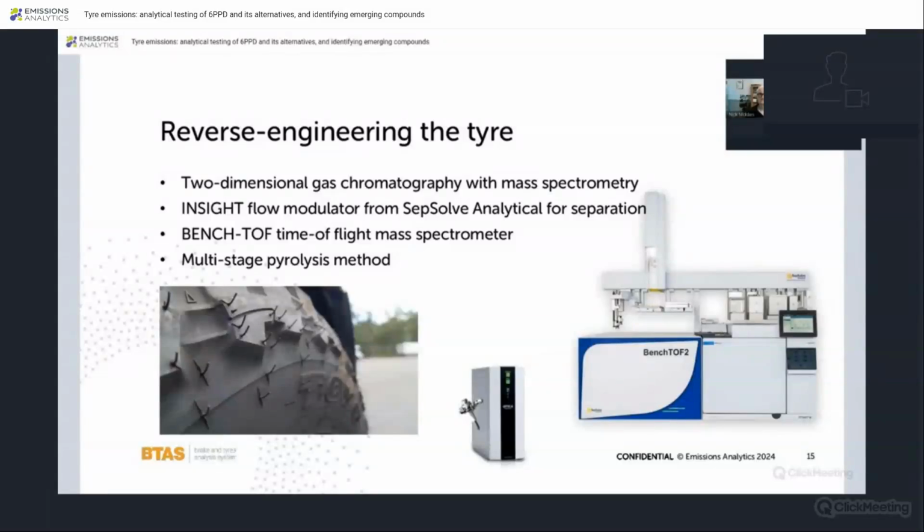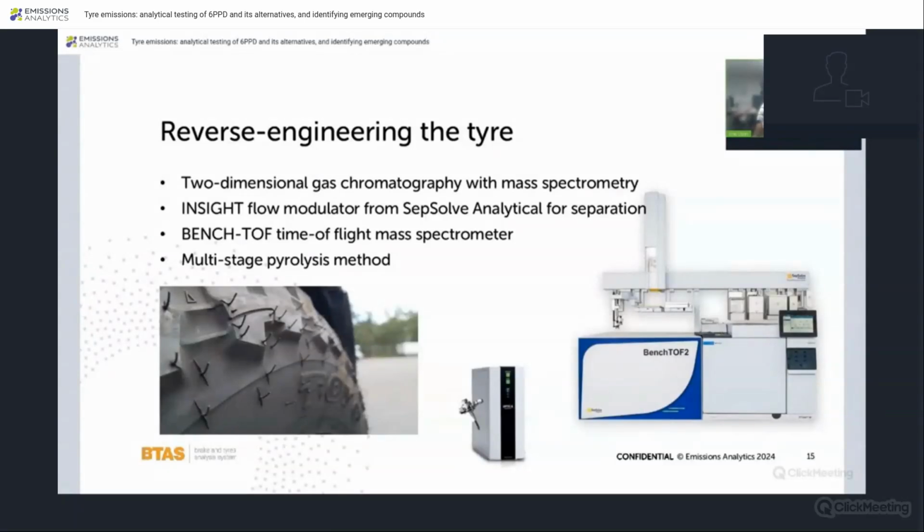In a standard one-dimensional GC, you only see a few things. You might see a cluster of things, but in the 2D, you're going to see more things in it. So with the separation, we are able to see more of the compounds. And with tyres, which has a lot of compounds which might co-elute in the 1D, in the 2D, we tend to separate them very well. And we use a flow modulator for this, and we also use a TOF mass spec for this as well. And the system which we use is a pyrolysis method.